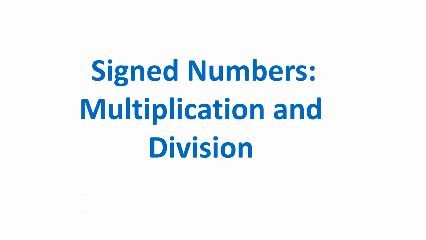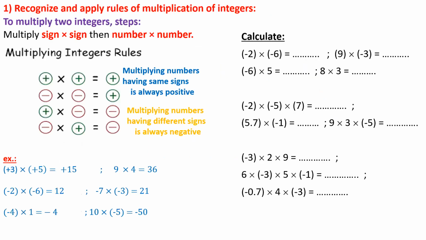Now, signed numbers, multiplication and division. How do we multiply or divide signed numbers? Let us start with the multiplication rule. To multiply two integers, what are the steps? We multiply the sign times the sign, then the number times the number. It's very easy and simple.